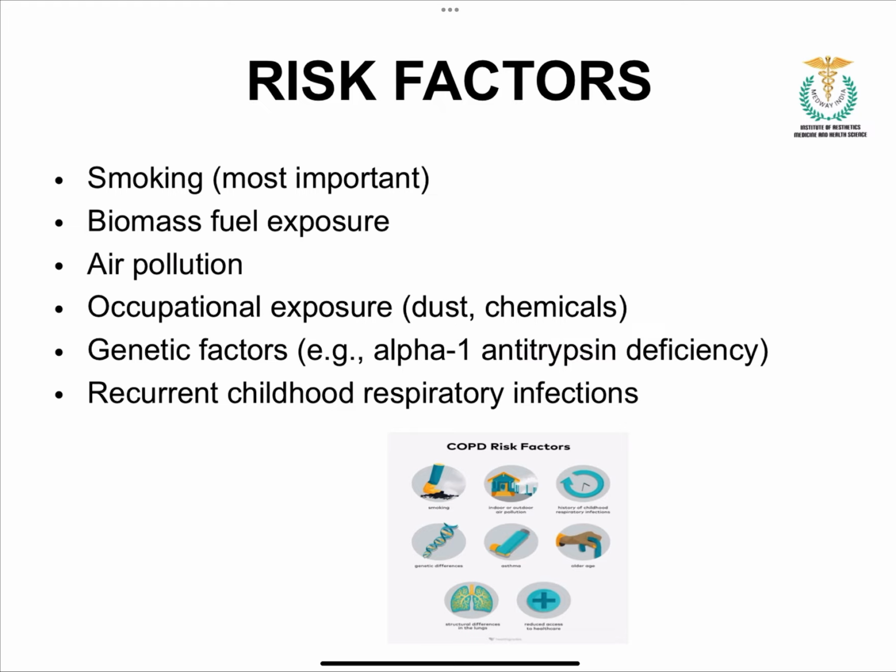And in India, biomass smoke from cooking is one of the major contributors, especially among rural women. Also, as I mentioned, the genetic factor alpha 1 antitrypsin deficiency occurs in young people and non-smokers. So there will be young adults who are non-smokers and are diagnosed with COPD. In those cases, it may be due to genetic factors such as alpha 1 antitrypsin deficiency. So these are the risk factors of COPD.